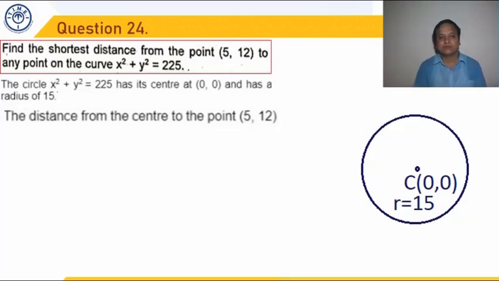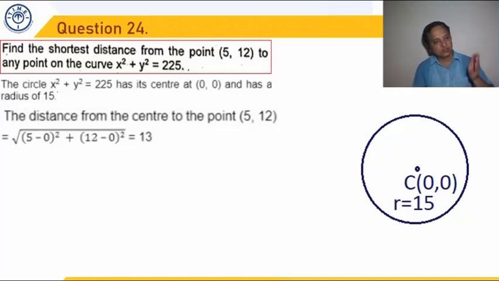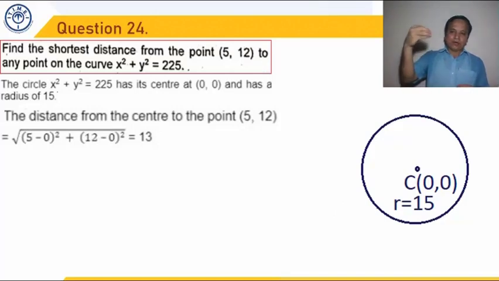We know the length of the radius is 15. Now the distance from the center to this point can be calculated by using the distance formula, under root of (x2 minus x1) whole square plus (y2 minus y1) whole square. So this is under root of (5 minus 0) whole square plus (12 minus 0) whole square, that is 25 plus 144. 25 plus 144 is 169, and the square root comes out to be 13. So the distance of this point from the center is 13 units.